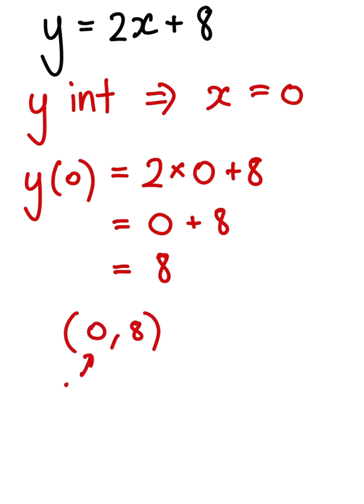And when we write coordinates, we read them the same way we do the alphabet. So x will come before y. So it would be 0 for x, and y would equal 8. And that's really all you have to do when you're dealing with the y-intercept. So all you have to do is simply convert the x into 0 and then solve the equation like you would do any other normal substitution.